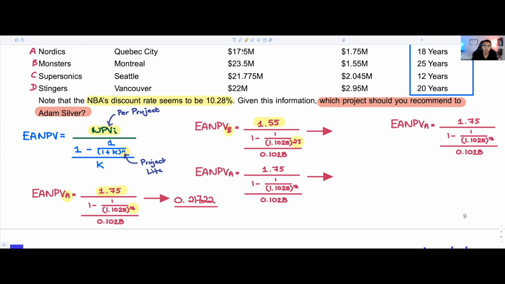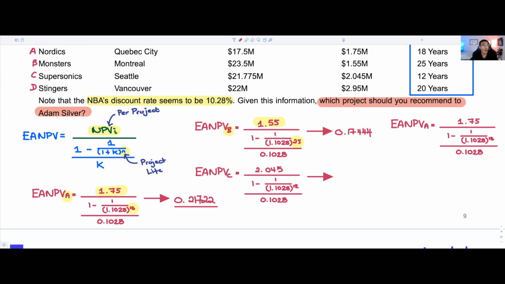So here our EANPV for project B will be slightly smaller. So we're going to have 0.1744 periodic. So that's awesome. Now we could look at project C. And in this case, we're going to have 2.045. And we're going to have 12 years. That's awesome. 12 years as our decision.